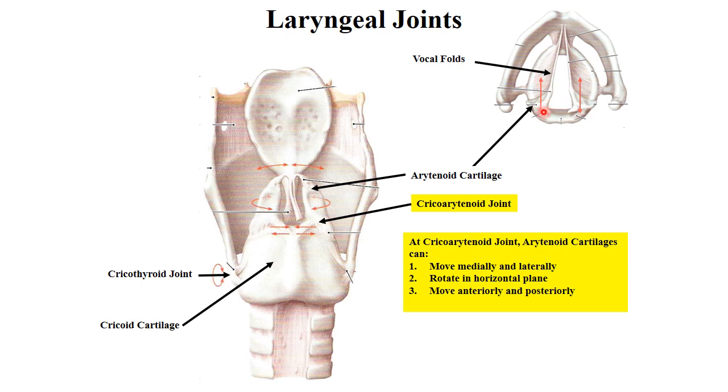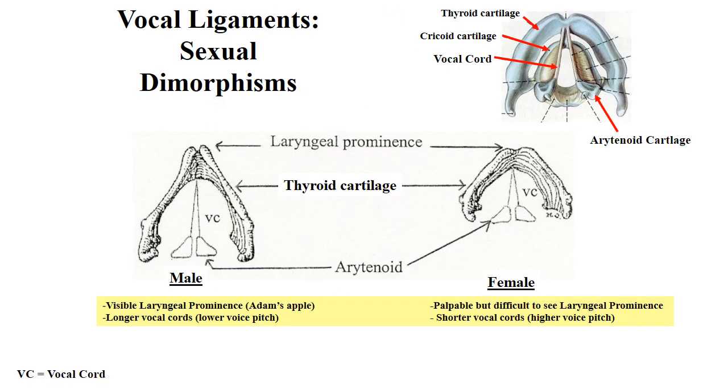And the last thing they can do is they can spin around. Okay, they spin around the vertical axis. So the vertical axis of the arytenoid cartilage is like this, and they're capable of spinning around like this. Okay, so they can move in 3 different directions, and we're going to exploit all those degrees of freedom to manipulate our vocal cords.